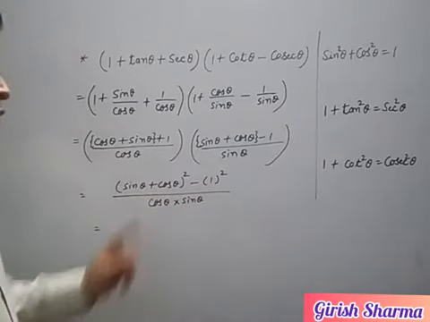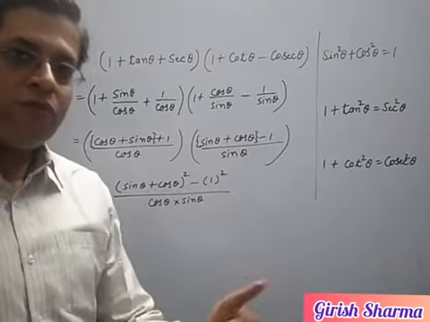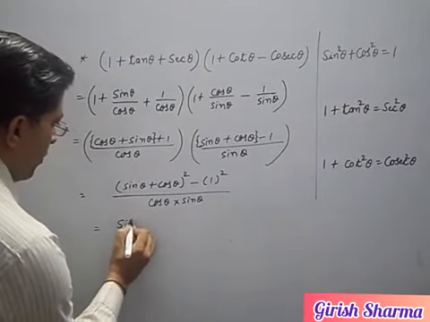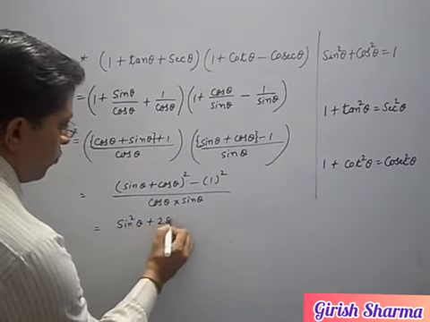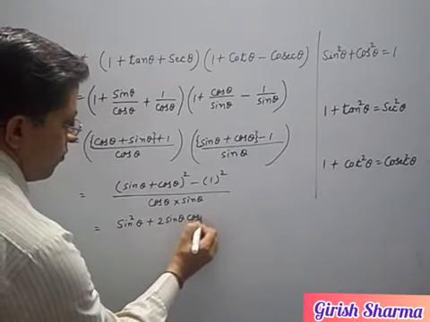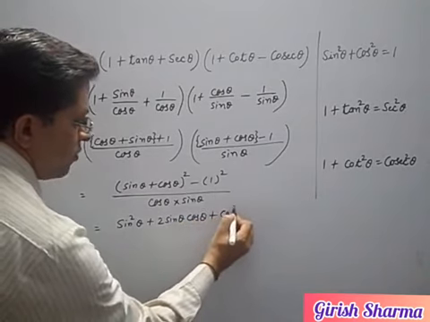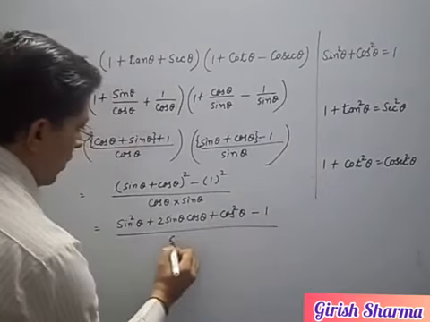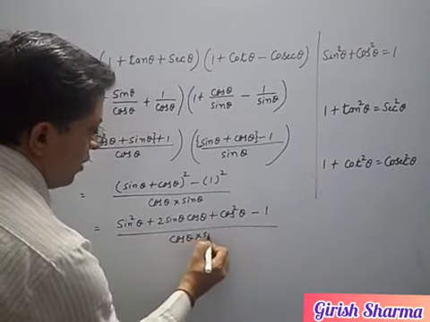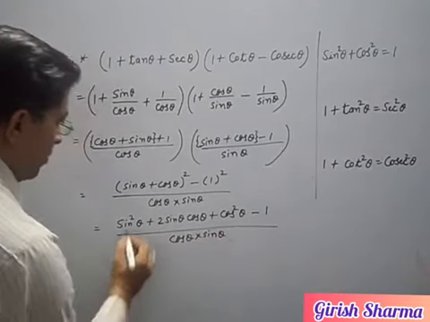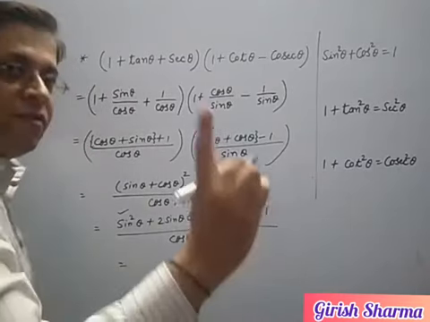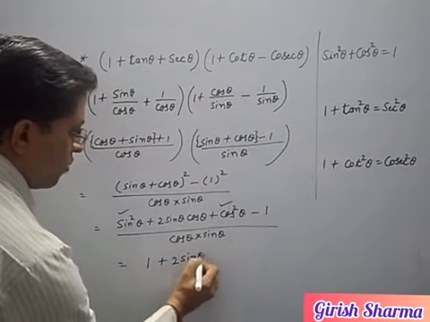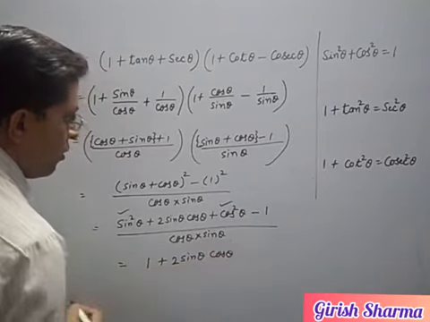A plus B whole square is what? That you all know. A square plus 2AB plus B square, and 1 square is 1 here. Here is cos theta into sin theta. Okay, then sin square theta plus cos square theta is 1, so 1 plus 2 sin theta cos theta.